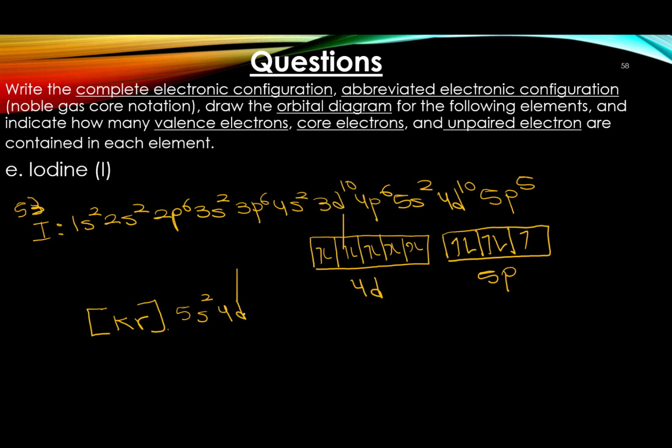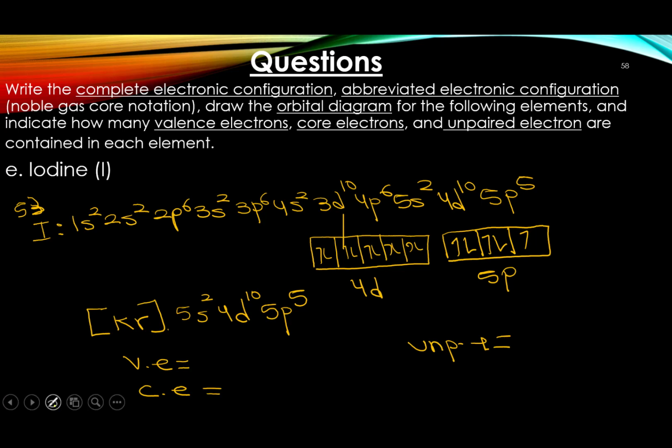As I said, you could always count it, but it takes more time. This is the shorthand noble gas core notation for iodine. Now, how many valence electrons, core electrons, and unpaired electrons does it have?